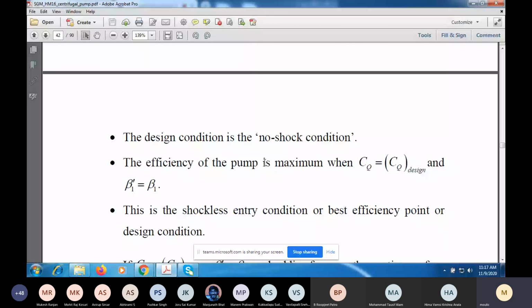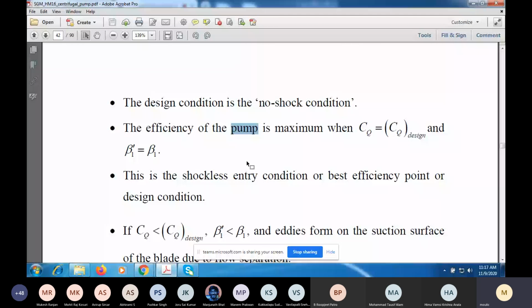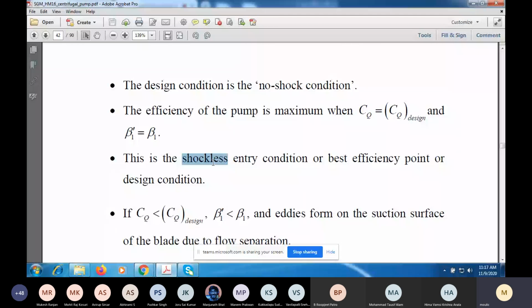So this design condition is also called the no shock condition, and the pump will have its maximum efficiency at this flow rate, which is the design flow rate. So this is also called the shockless entry condition or the best efficiency point.